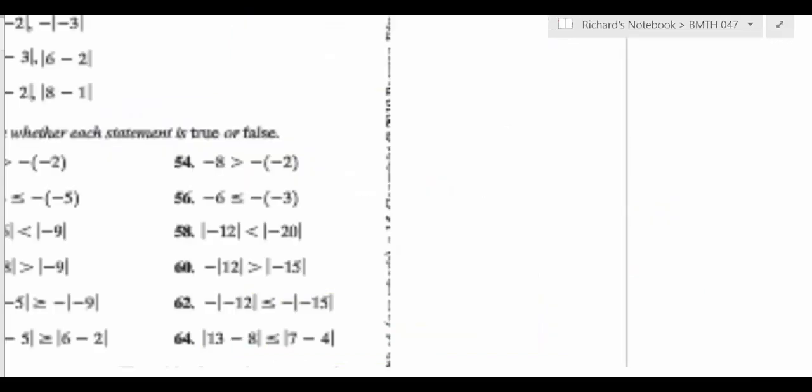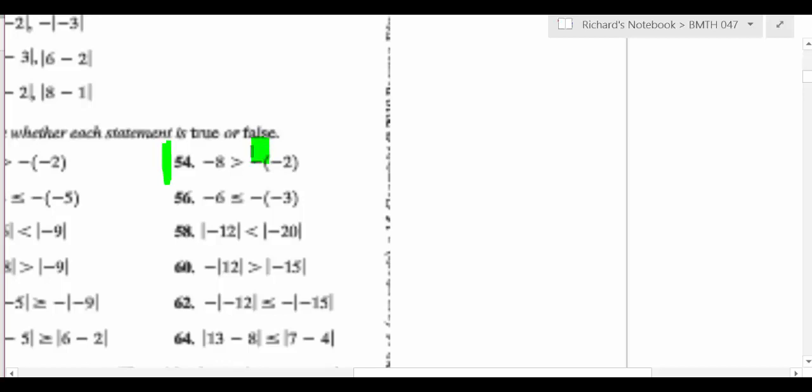I'm going to do some examples from the exercises at the end of this section. These exercises are not assigned exercises, so let me just show you how to handle questions involving inequalities and some absolute value problems. First, I'm going to do question 54.